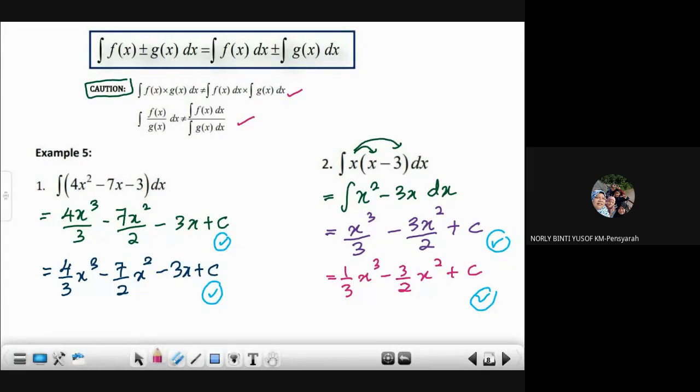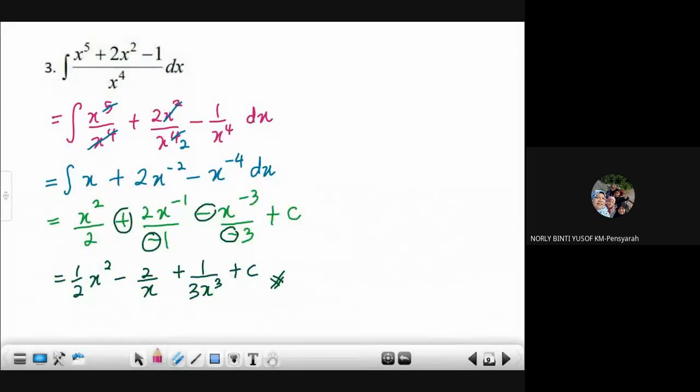But in differentiation we have a choice. If the power is low, we can separate, or expand, or use the product or quotient rule. In integration, UV and U over V are not there. So this one also we separate, and then make sure to simplify for the change of sign. And if the power is negative, bring it down.